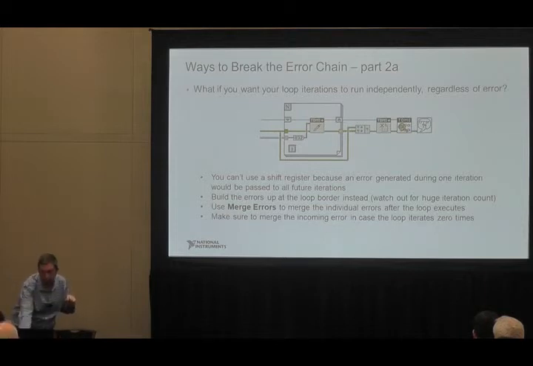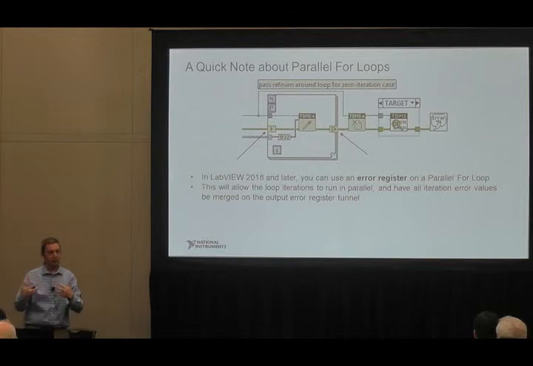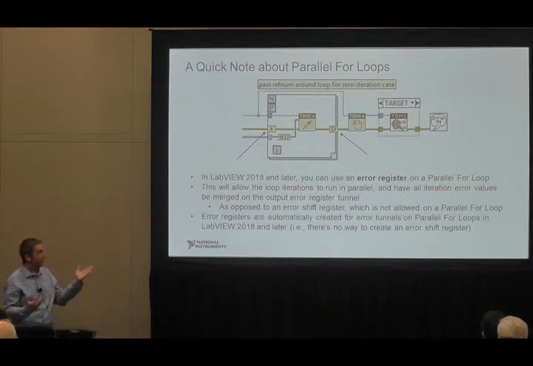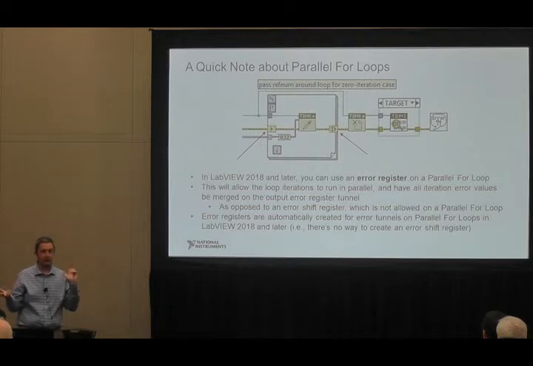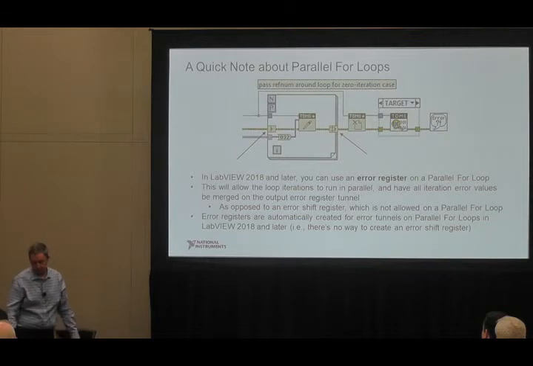Is it only for parallel for loops? Only for parallel for loops, that's right. So the iterations can still run in parallel, just like before, but those errors get merged up and combined in a nice way for you behind the scenes on the output. So yeah, you don't have to do anything special to create these. Just right-click on the error tunnels. I think we did change the wording of the right-click menu to convert to error register. I don't remember offhand, but either way, they just get made automatically for you, and now you get that functionality for free.